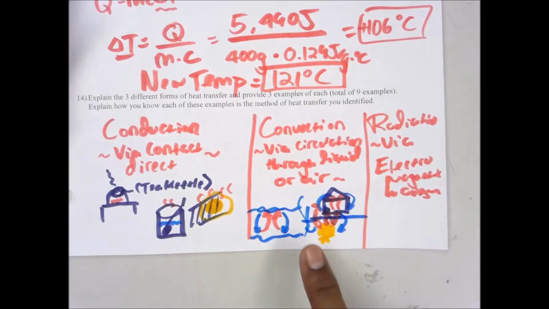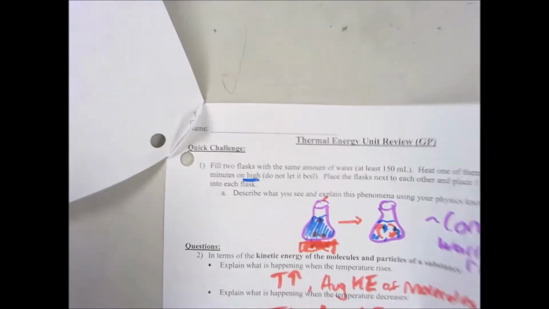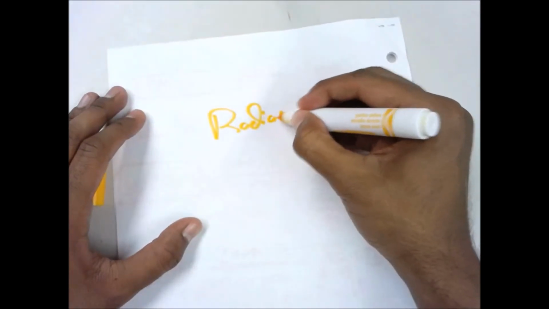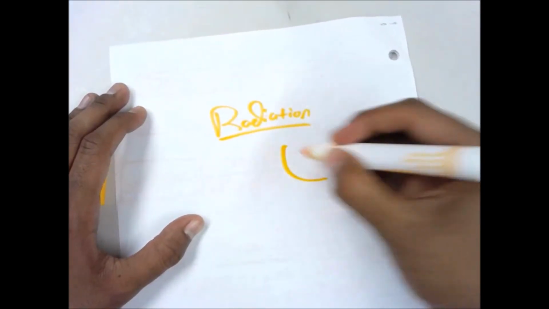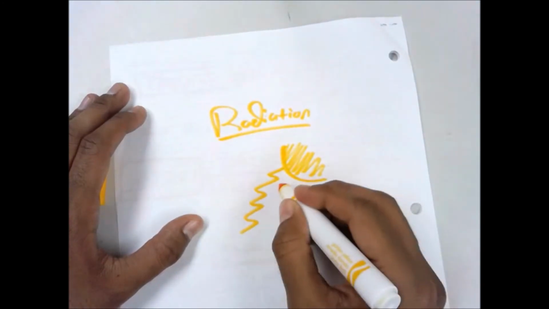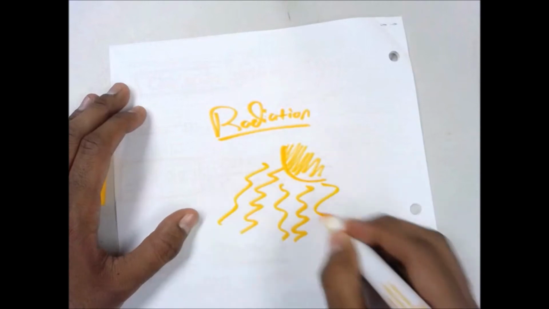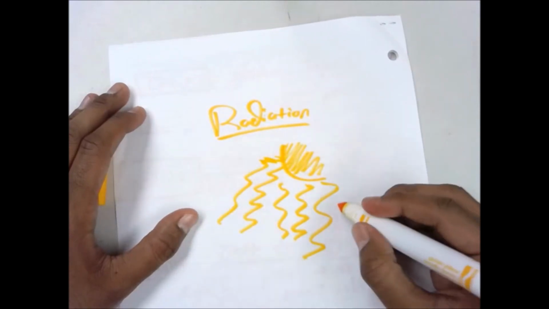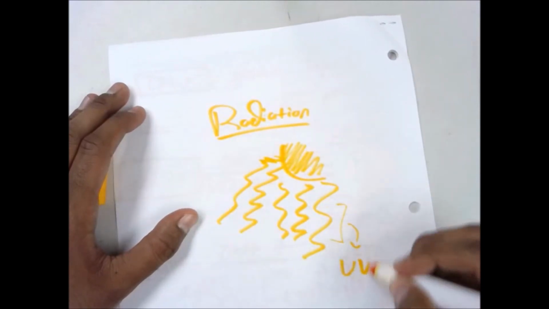I'm going to draw the campfire. I'm going to draw the radiation once I'm back because there's really not much space here. Radiation, some really good examples are obviously radiation from the sun, because the sun radiates out electromagnetic waves, UV waves.